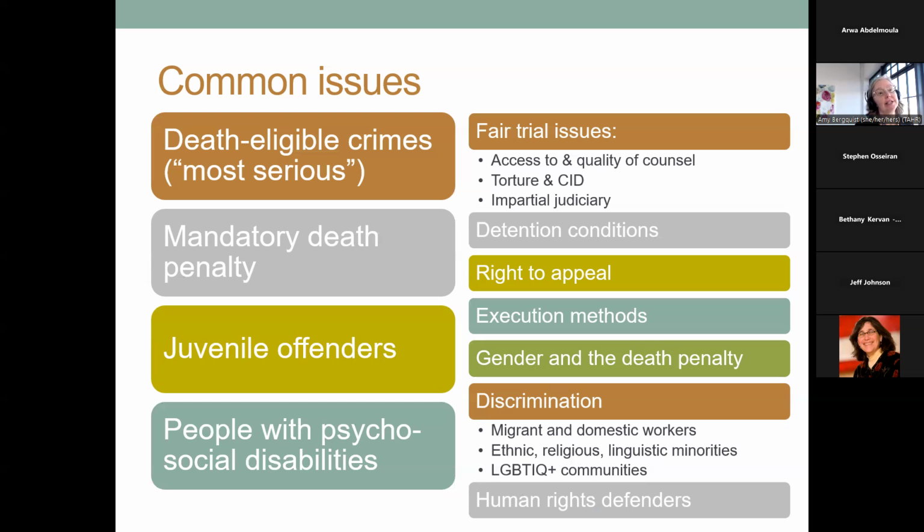There may be fair trial issues related to access to counsel, quality of counsel, the training they receive. There may be issues relating to torture and cruel and inhuman degrading treatment to extract confessions or to gain evidence. There may be issues related to lack of impartiality amongst judges. We also talk about detention conditions for people under sentence of death. If we can't get specific information for people on death row, we'll talk generally about detention conditions in the country. Does the person have a right to appeal?